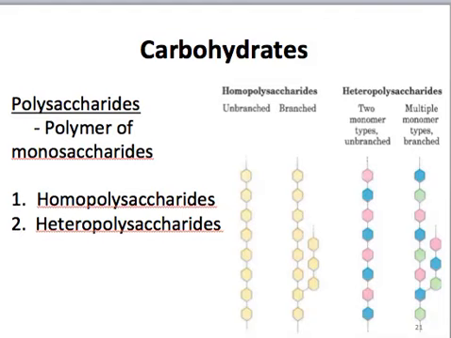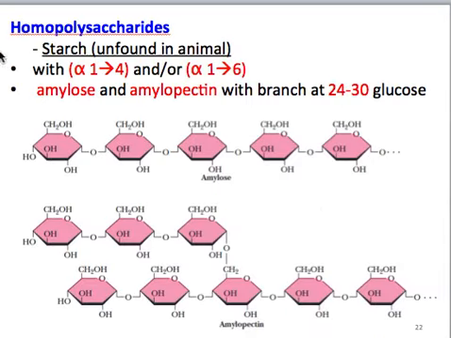A polysaccharide is made of many units of monosaccharide joined with glycosidic bonds. The monosaccharide units may be only one type of monosaccharide, called a homopolysaccharide, while at least two different types of monosaccharide make a heteropolysaccharide. Let's begin with homopolysaccharides. Starch, a homopolysaccharide, is found as a food storage in plants, not found in animals. Specific alpha-1,4 and alpha-1,6 glycosidic bonds join the glucose subunit molecules.